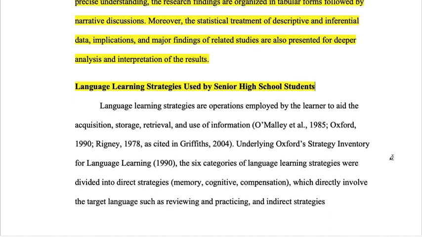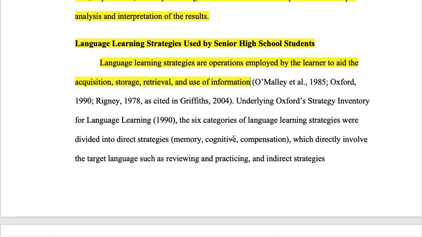And class, the tip that I'd like to give to you as your teacher in inquiries and investigation, as your research teacher, as well as a researcher and a writer: begin with describing or defining the terms, the variables that you use per research question. Like this example, I have cited O'Malley, Oxford, Rigney, and Griffiths in defining what language learning strategies are in my first paragraph.